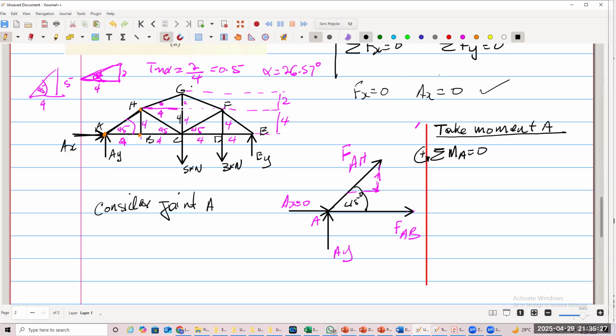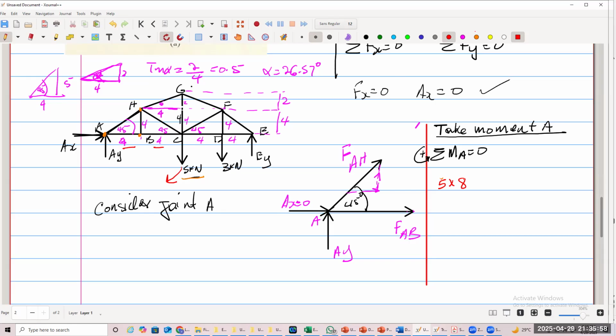So let's start now. The first force that we contend with is the 5. What is the distance from A for the 5 force? This one right here. What's the distance? It's going to be 8, so this one will be coming that way. So it is going to be 5 times 8, because 4 plus 4 is 8.